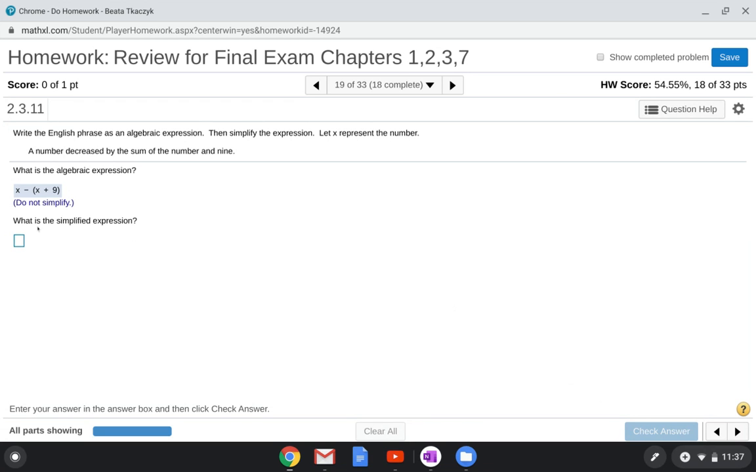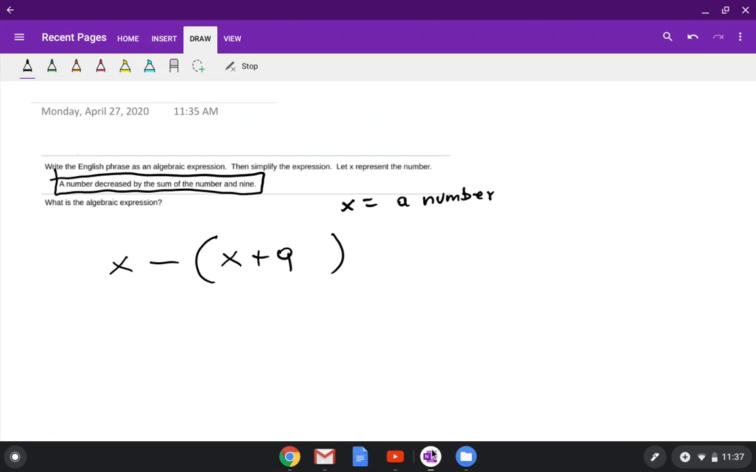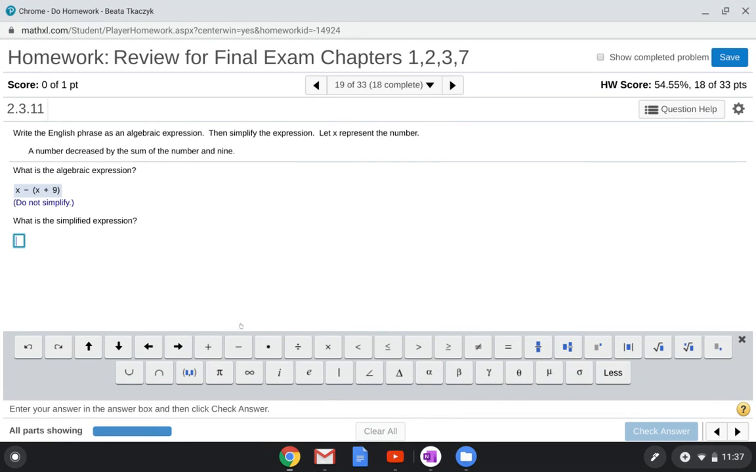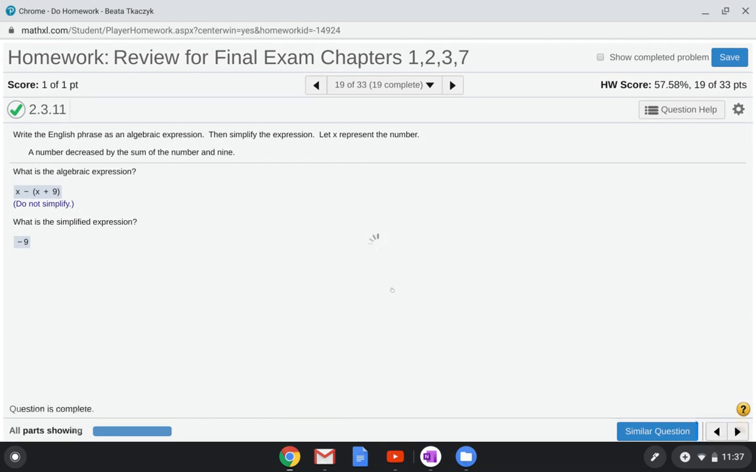What is the simplified expression? Okay, so now the simplified expression, going back here, it's going to be x minus x plus 9. That will cancel, and that will be just negative 9. Negative 9. Next question.